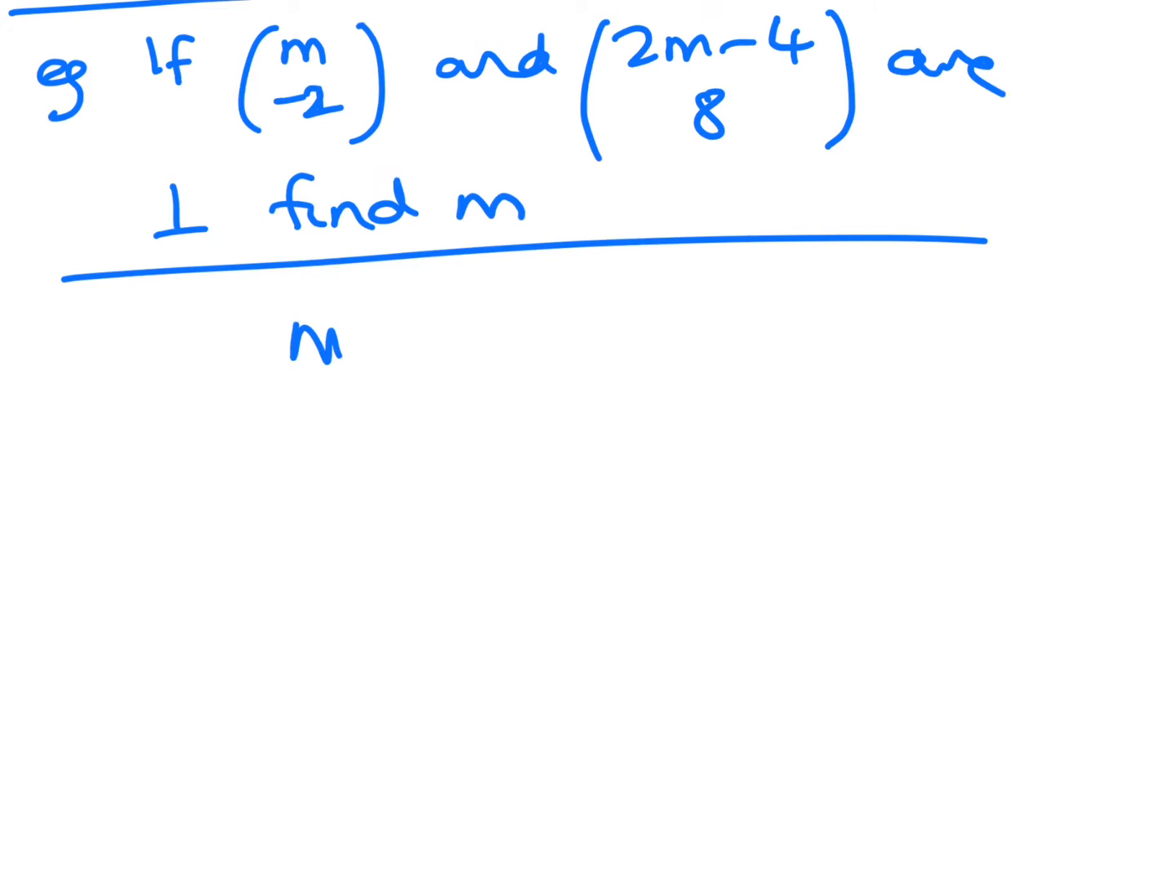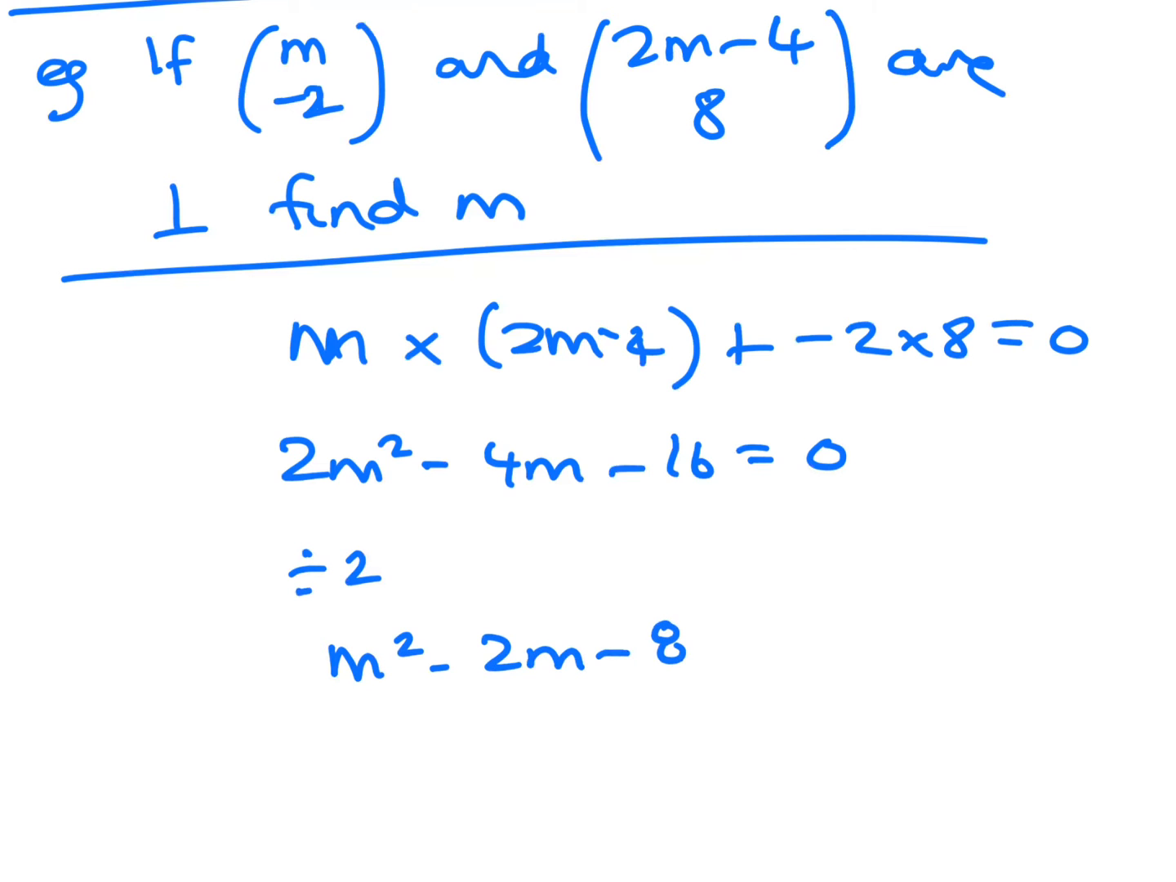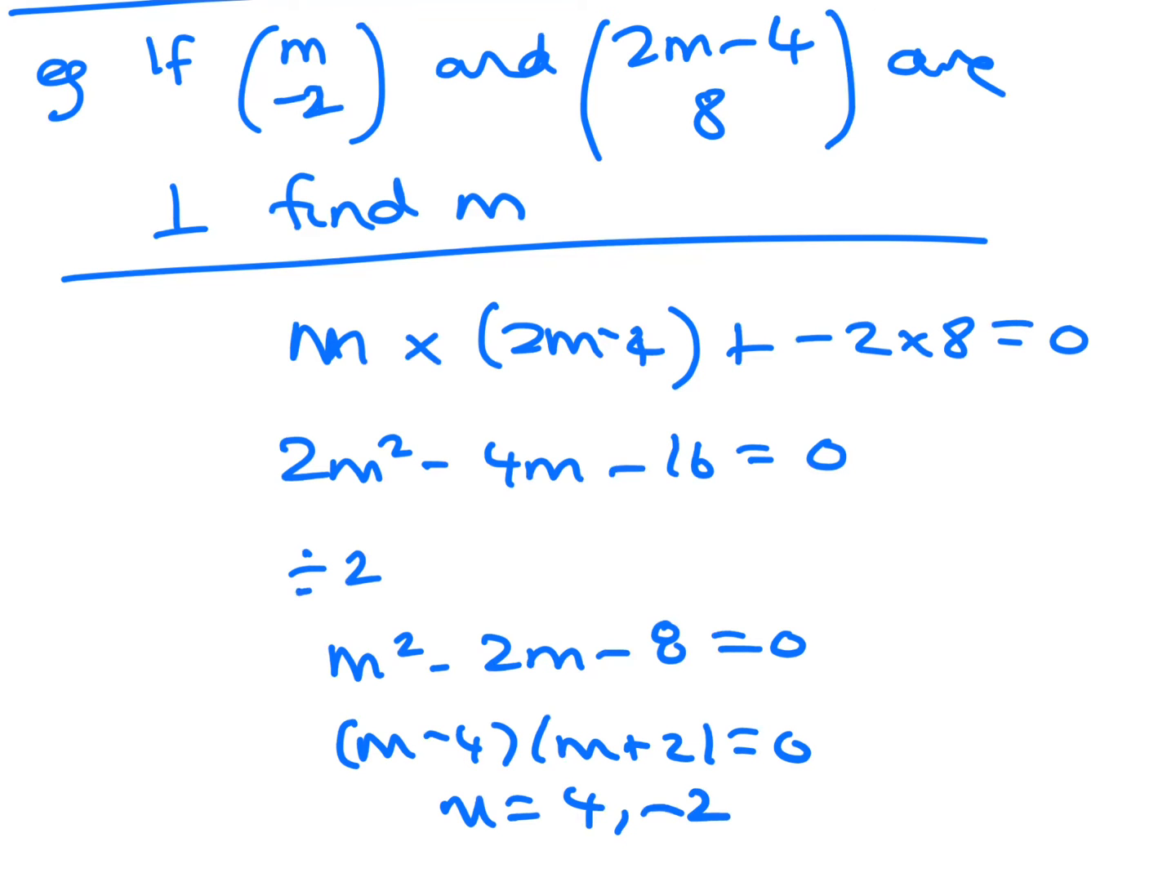Okay, if these are perpendicular, then find m. So m times 2m minus 4 plus minus 2 times 8 equals 0. So you get 2m squared minus 4m minus 16 equals 0. Divide by 2. You get m squared minus 2m minus 8 equals 0. So (m minus 4)(m plus 2) equals 0. So m is equal to 4 and minus 2.